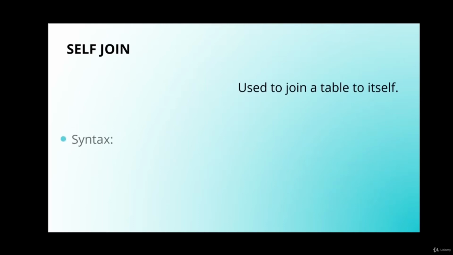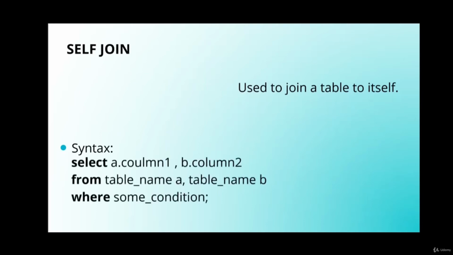That is, first row of table will be multiplied with all the rows of that same table. After multiplying, then we'll consider second row. That is, second row will be multiplied by all the rows. And this will continue till the last row is multiplied by all the rows of that table. The syntax for self join is select A dot column 1, B dot column 2 from table name A, table name B, where and then some condition.